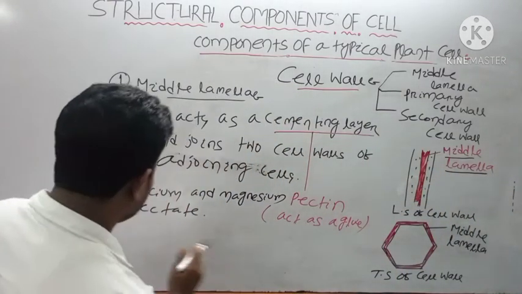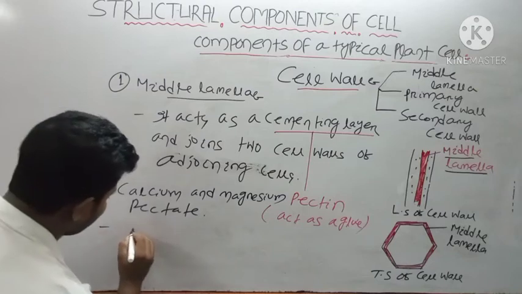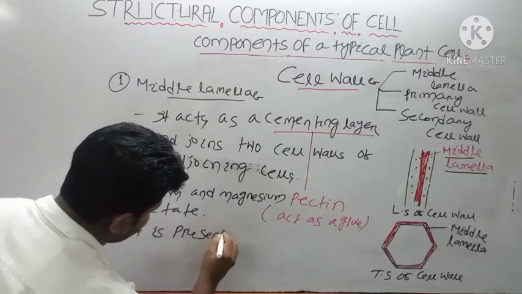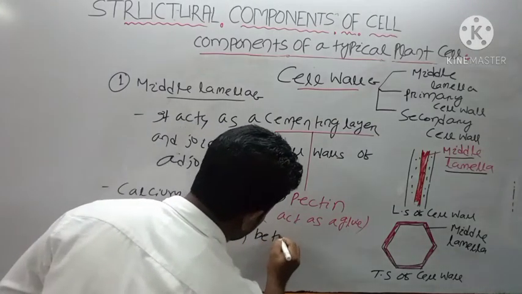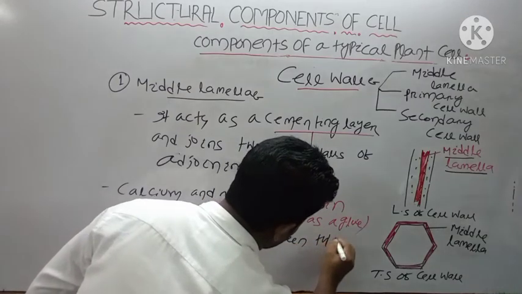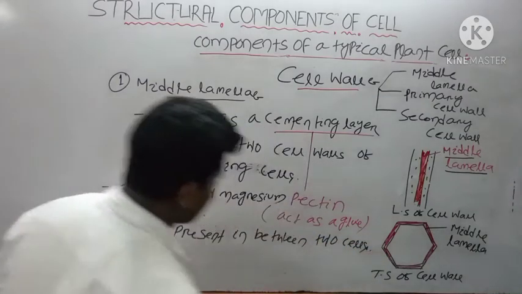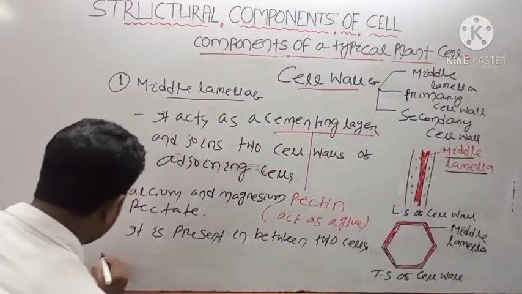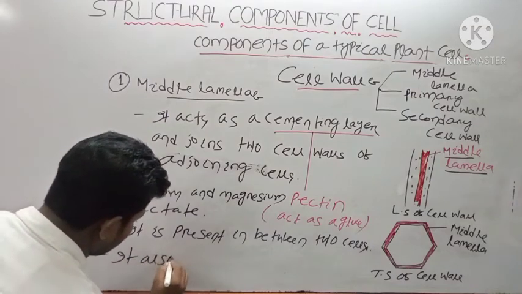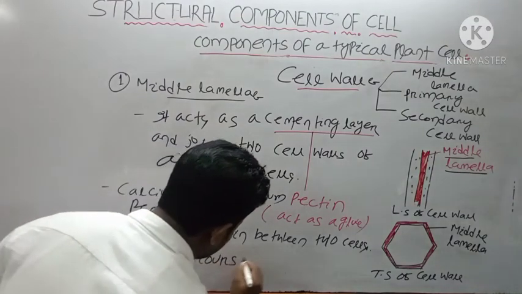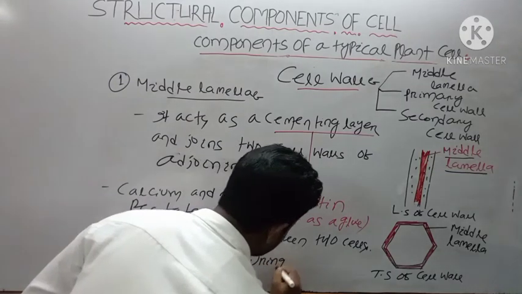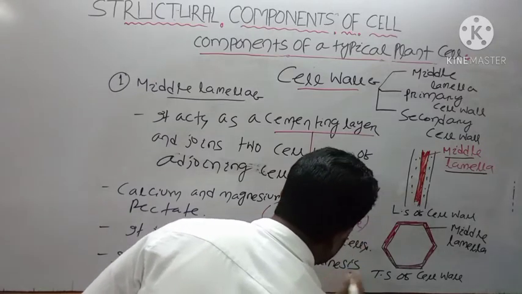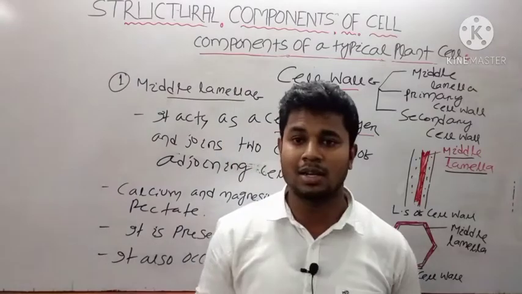Okay, that's why it is called middle lamella, as it is present in between two cells. Okay, this also appears during the cytokinesis process. It occurs during cytokinesis, when cell division occurs.